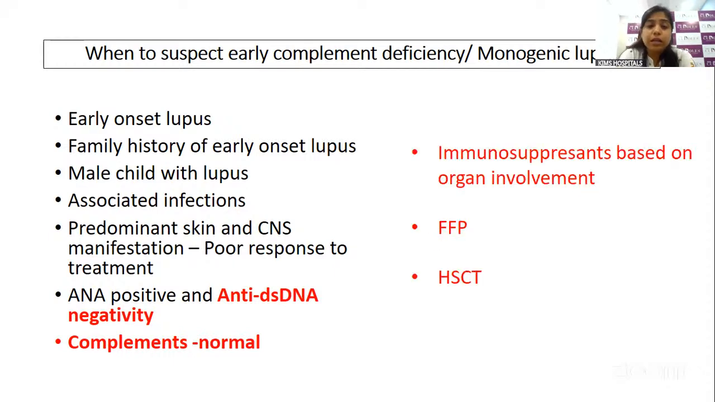Why is this important for this child? Because the treatment changes. These patients can be managed with, apart from the immunosuppressant, FFP replacement, or we can transplant the skin so that they can have a better quality of life.